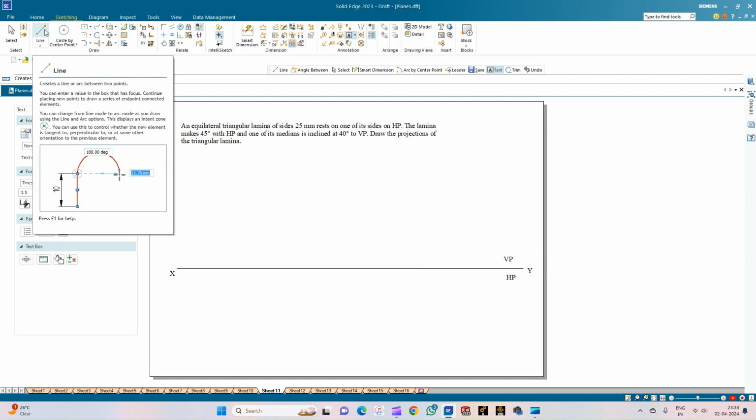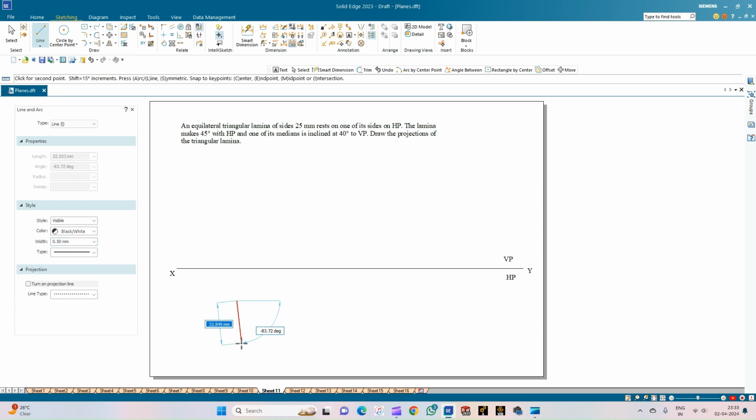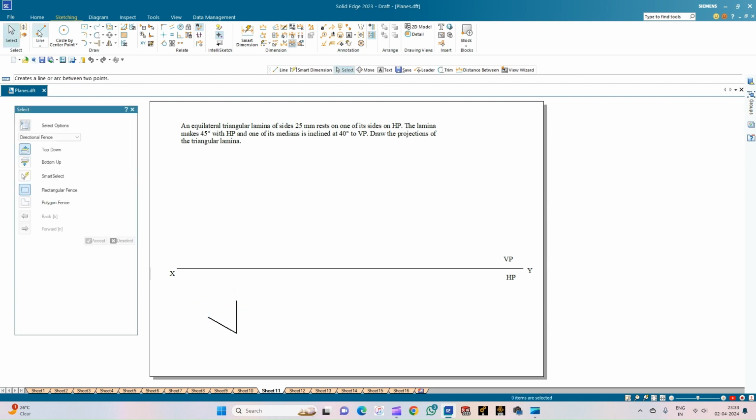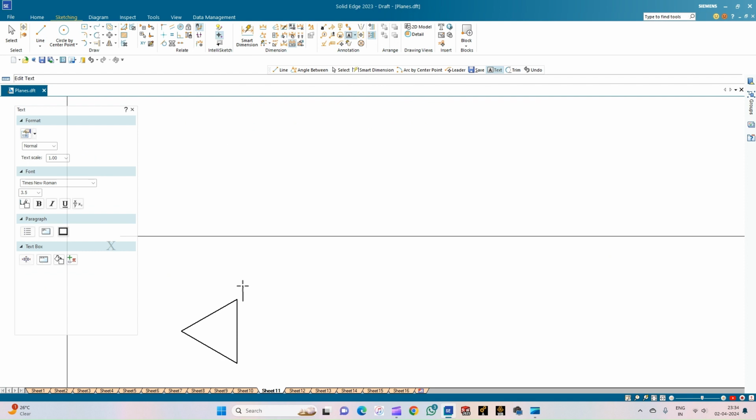So now we will go ahead and construct the top view of the equilateral triangular lamina of thickness 0.50 because it is visible completely in the top view. So the side length is 25, and since it is an equilateral triangle, all the sides shall measure the same. And let us complete the top view of the triangular lamina and annotate the triangular lamina as ABC. This is corner A, this is corner B, and this is corner C.